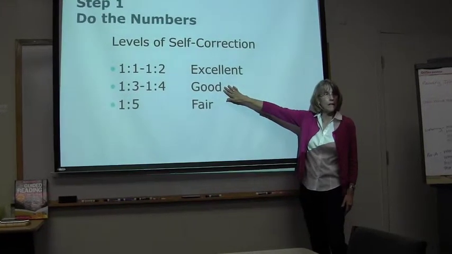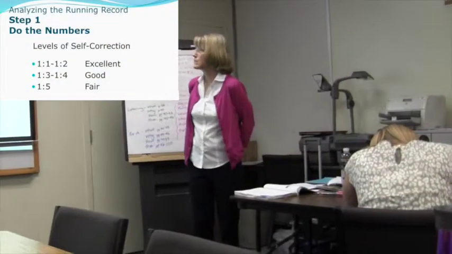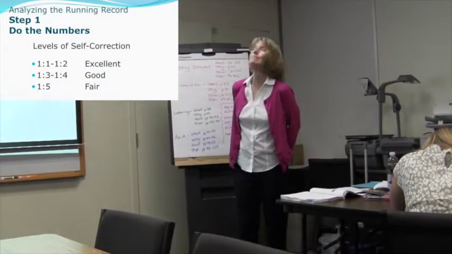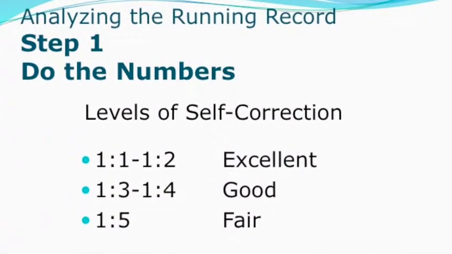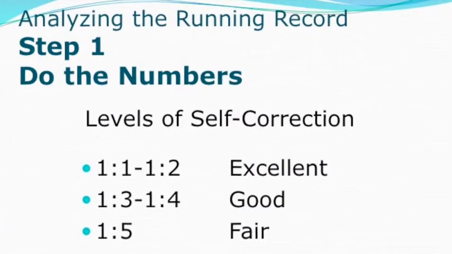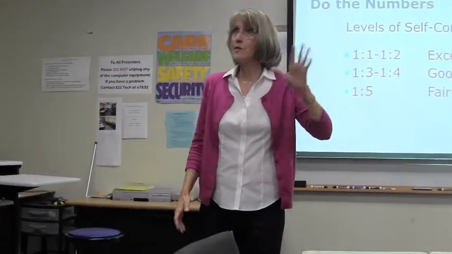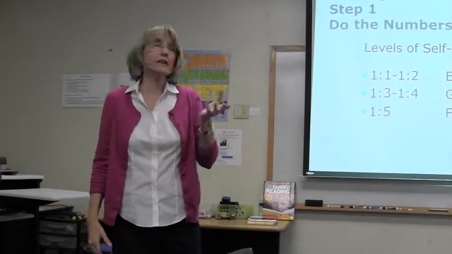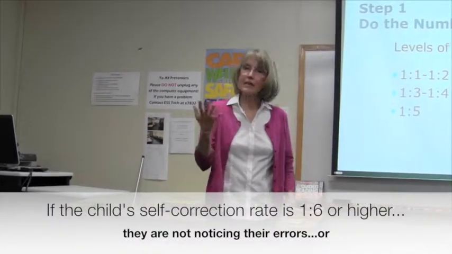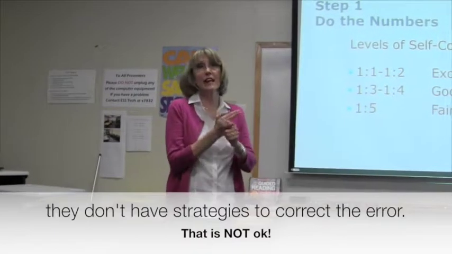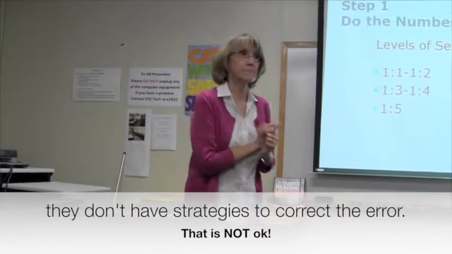Patty? Does it mean that, let's say for excellent, that reader, for every time they made an error, they corrected it, or for every 2 errors, they corrected it once? Exactly. Ideally, we want the child to correct 1 error for every 3 or 4 errors they make. And if you have children, and I'm sure you do because we all do, whose self-correction rate is 1 to 10, either they're not noticing their errors or they don't have strategies to fix it. And that's not okay. Alrighty.